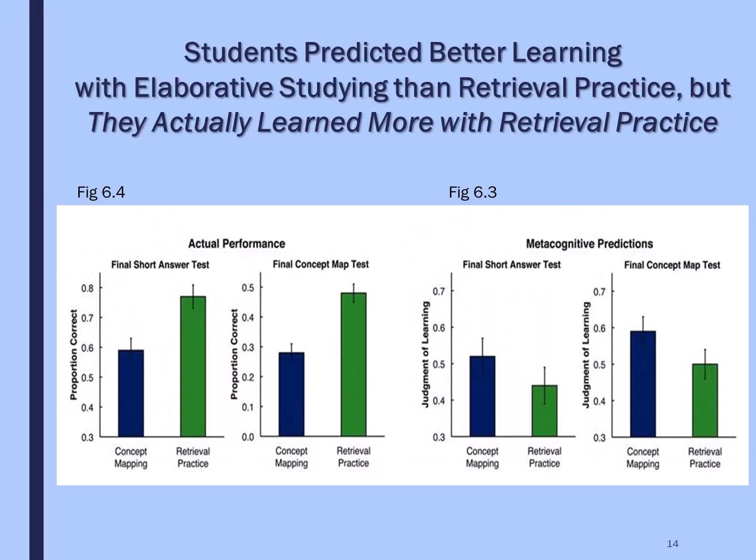Now, how did the students really perform? The metacognitive predictions are on the right here. We just saw those and noticed that the blue bars are higher than the green bars for both the final short answer and final concept map test. But then on the left is the actual performance scores. And what do we see? Well, we see the opposite pattern, where the green bars are higher than the blue bars for both tests.